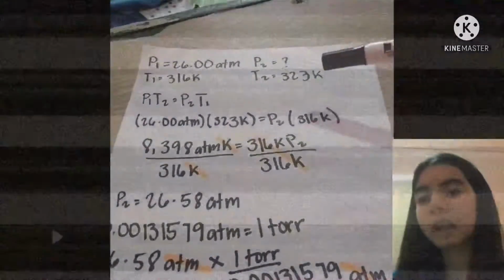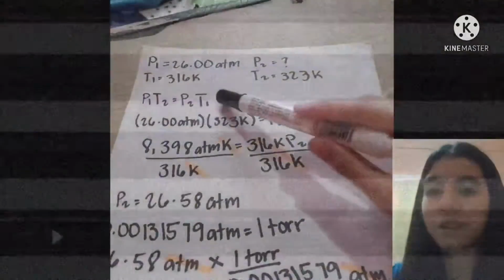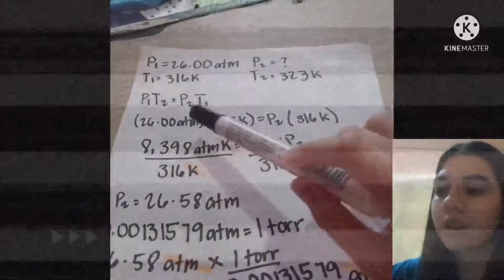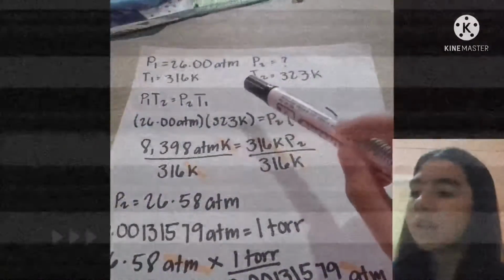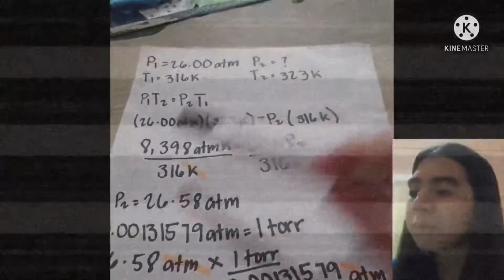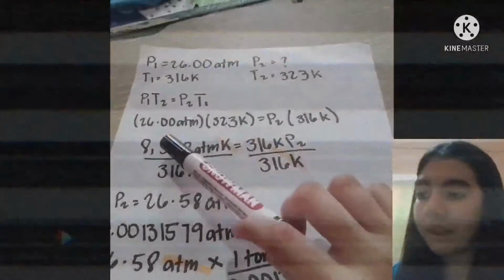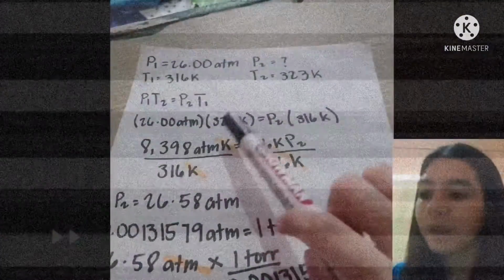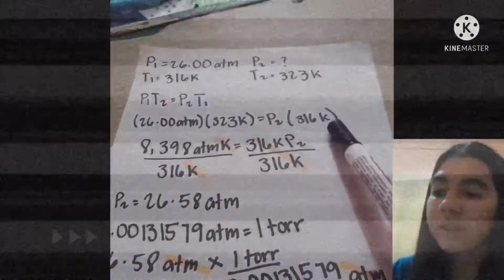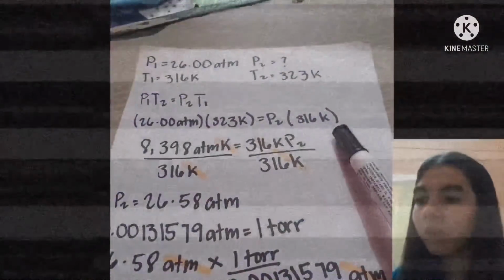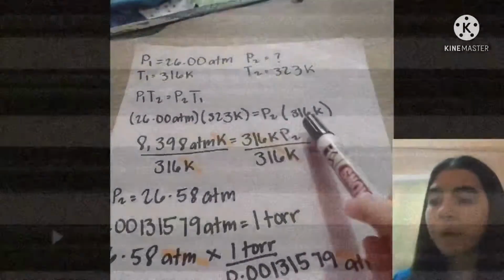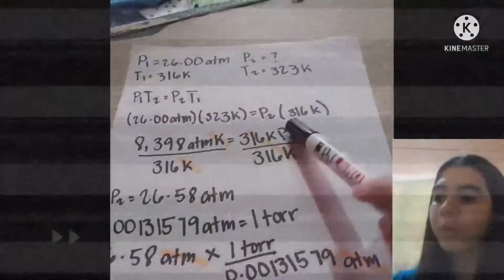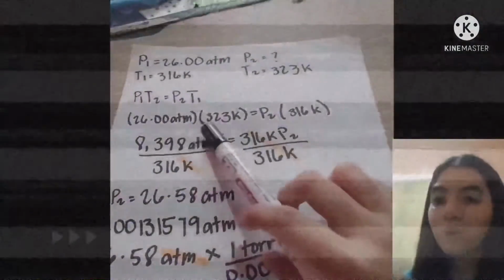So, ang gagamitin nating equation ay yung first equation natin. Yun yung P1 T2 equals P2 T1. Isa-substitute na natin. Ang ating P1 ay 26.00 atm. Ang ating T2 ay 323 Kelvin equals P2. Ang ating T1 ay 316 Kelvin. So, kung ano yung may nawawala, yun yung lagi yung isusunod na imumultiply. So, kung ano yung may kompleto na given, yun yung uunahin natin.